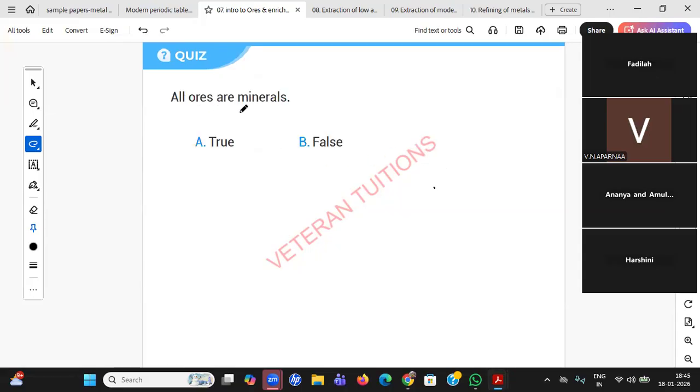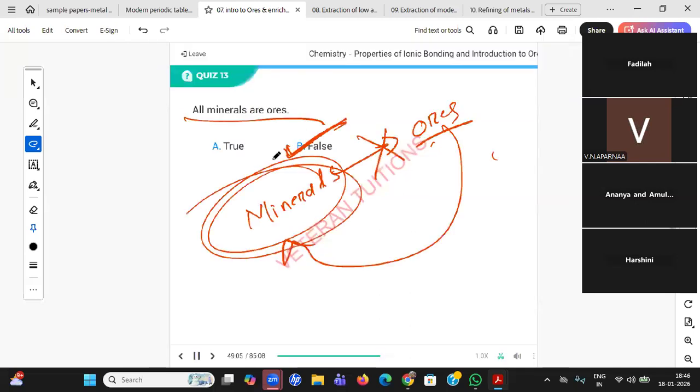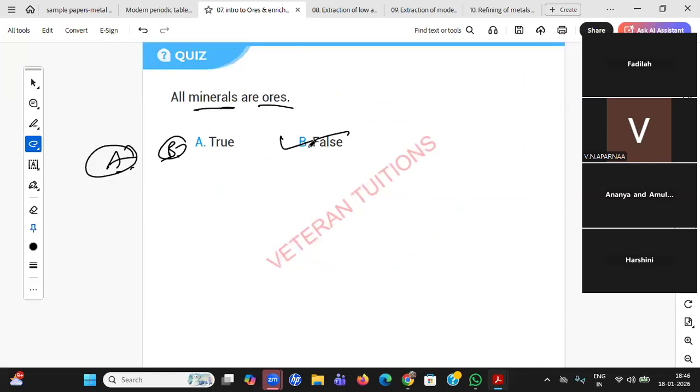Answer is A. All ores are minerals. Ores means what, beta? Profitable. If it is profitable, it should definitely be from the mineral, right? But are all minerals ores? No. Like, I have taken two pieces, A and B. They both are minerals, but A is not giving me profit, so it can't be an ore. All minerals are ores, false. But the reverse statement is true. All ores are minerals, true. Understood, Ponnappa?